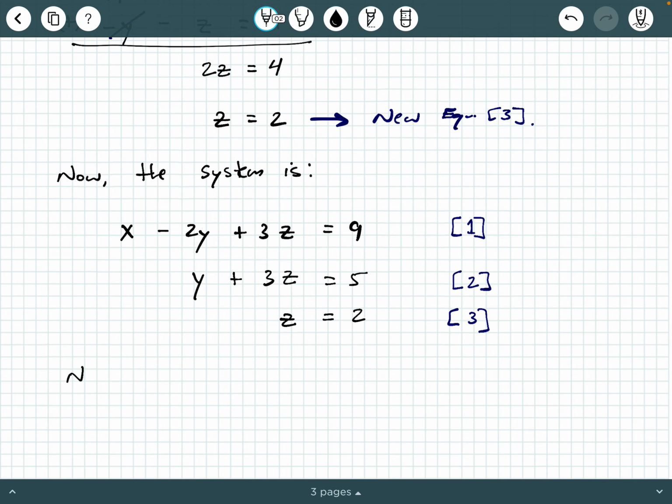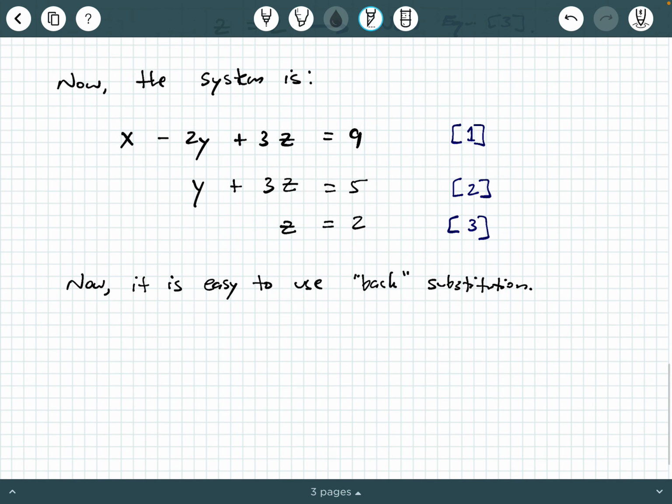Now conveniently, we can use substitution, okay? So we can say now it is easy to use what's called back substitution. So how do we do this? Well, we know z is equal to 2, so we substitute this z equals 2 into this equation here, and we solve for y. And then we'll have a number for y, and we'll substitute the value for y and the value for z into equation 1 and solve for x.